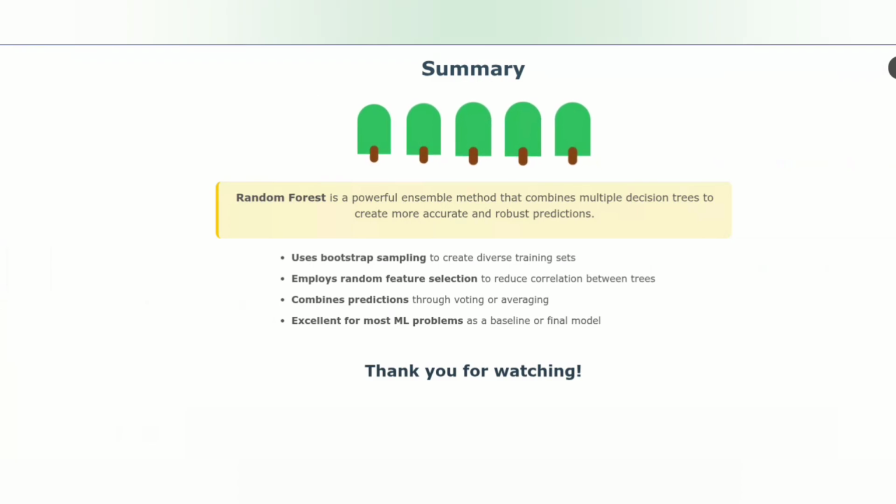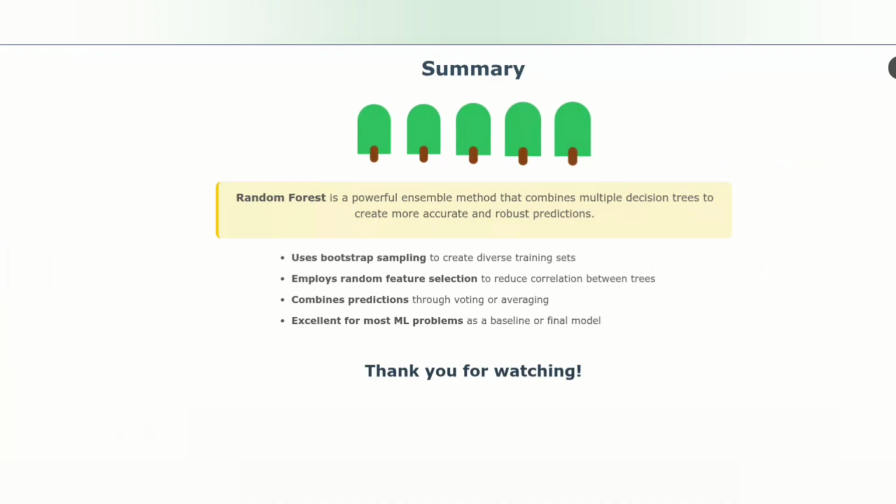Let's wrap up everything we've learned about random forest today. Random forest is a powerful ensemble method that combines multiple decision trees to create more accurate and robust predictions than any single tree could ever achieve alone. It uses bootstrap sampling to create diverse training sets, ensuring each tree sees a slightly different version of the data. It employs random feature selection to reduce correlation between trees and prevent any single feature from dominating. It combines predictions through democratic voting for classification or averaging for regression, making it robust to individual tree errors.